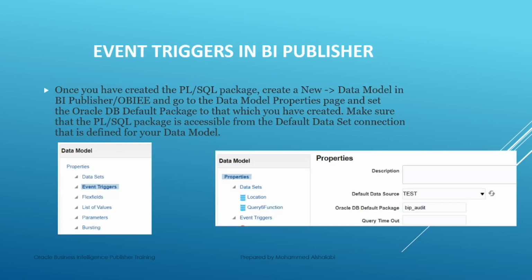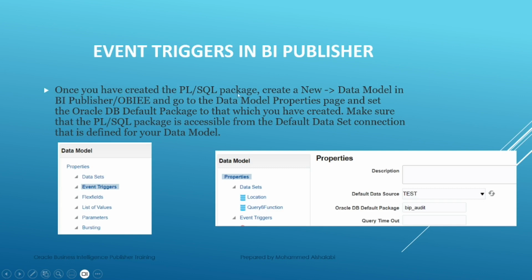Okay. In order to achieve event trigger, we need to go to the data model properties, and in properties here, we need to add the name of the package. We'll not use a function or procedure, we'll use a package, and inside the package, we'll create the function. After that, we'll go to the event trigger and define our trigger and our function.